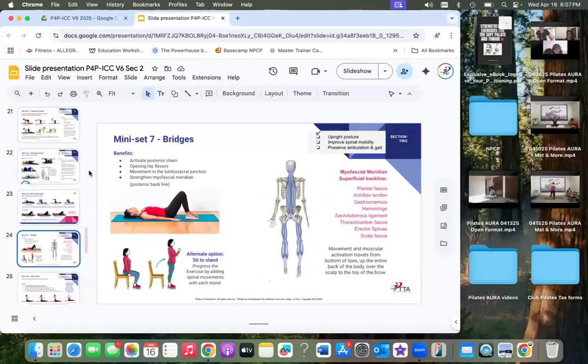And then we go into the bridges. So obviously the most important thing about the bridge is that it works the entire posterior chain. So from the heels all the way up to the back of the shoulders, the entire posterior chain is activated when you go into a bridge. So question, why would I pull a bridge out? What would be the most important thing I'm trying to focus on if I'm having the client do bridges in that session?